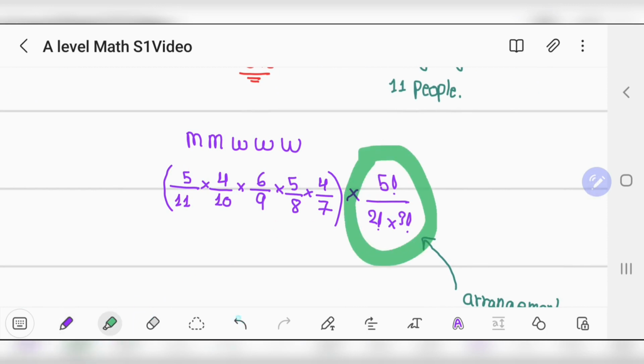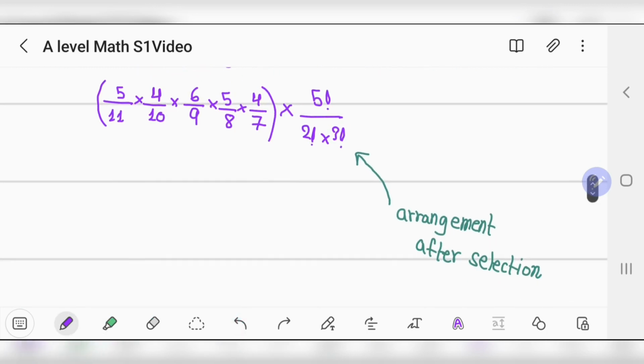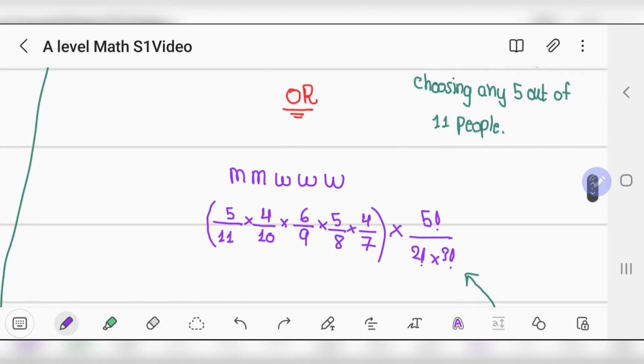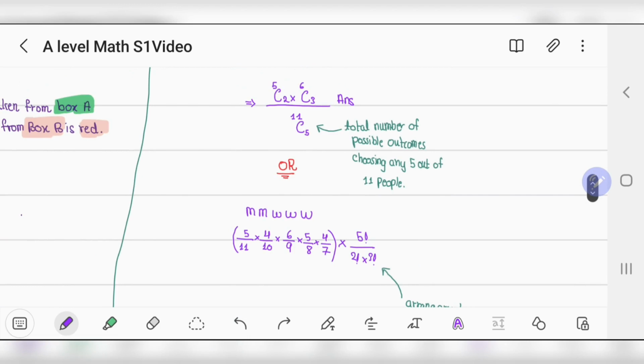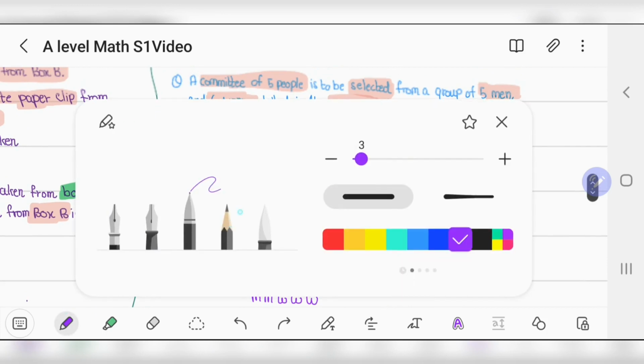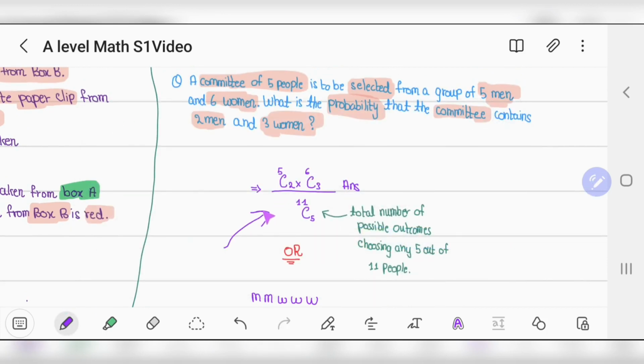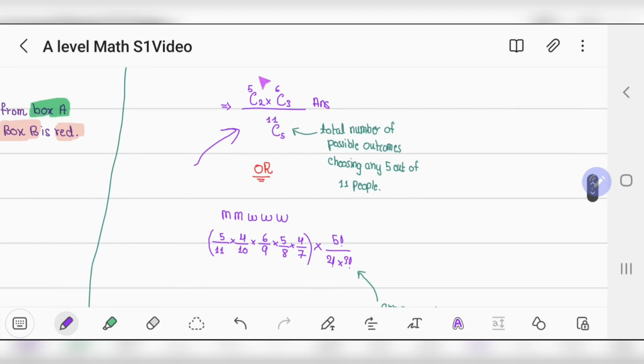Why are we doing this? Just to get the number of arrangements after selection, because obviously you don't know which one is coming, either a woman is coming or a man is coming. You need to make arrangements for that. Okay, why are we not doing arrangement in here? Because you just assume that doing it this way it's already been arranged and you get the same answer. You can check it out for yourself. You will get the same answer. So either this one applies or this one.